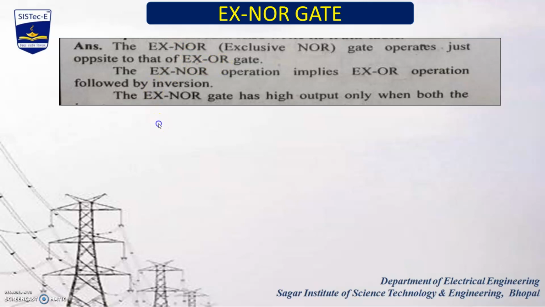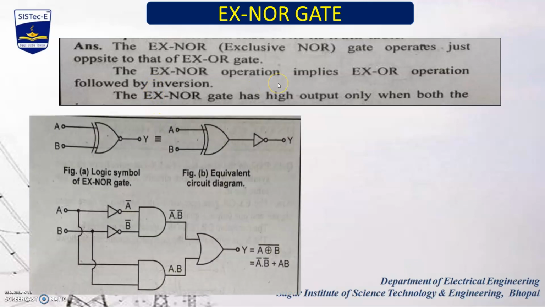The XNOR gate implies the operation of an XOR gate, and it is just the inversion of the XOR gate output. Here I have taken two inputs, A and B, and the output is Y. This is the symbolic representation of the XNOR gate. You can see this XNOR gate is just a combination of an XOR gate plus a NOT gate, meaning the output of the XOR gate is applied to a NOT gate, and finally the output of that NOT gate is called the exclusive NOR gate output.